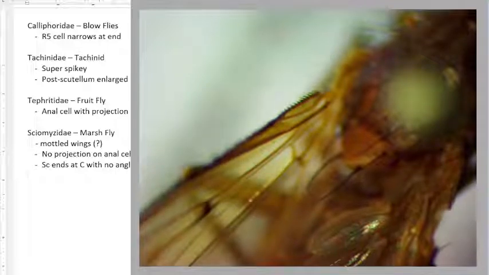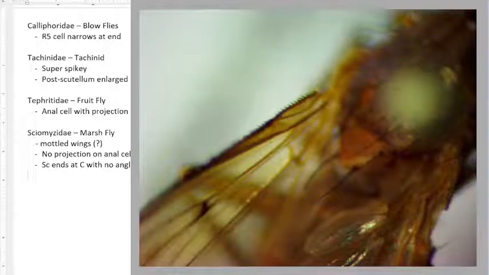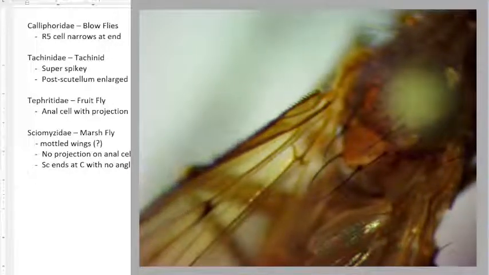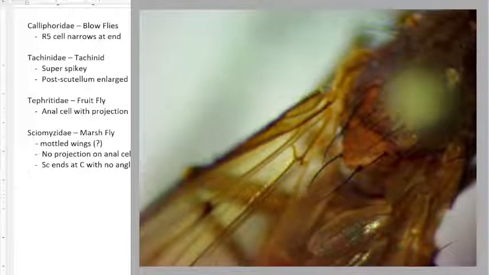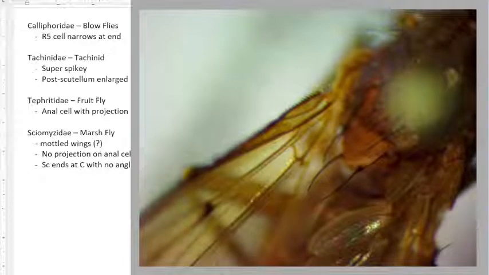All right, so right here, this is going to be the costa, or the first vein along the wing. And this little friend right here, that's going to be the subcosta. And this is R1, to give you a little bit of an idea of frame of reference of the veins on this guy.